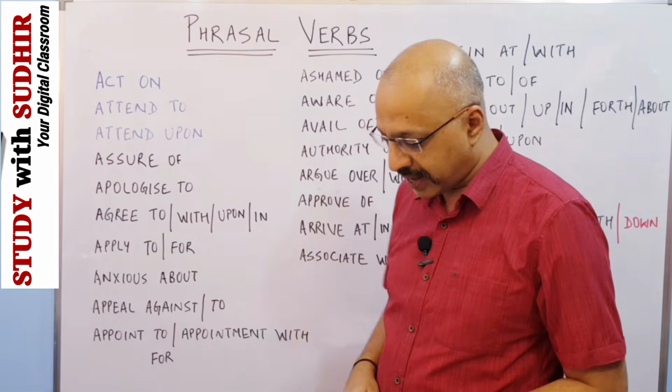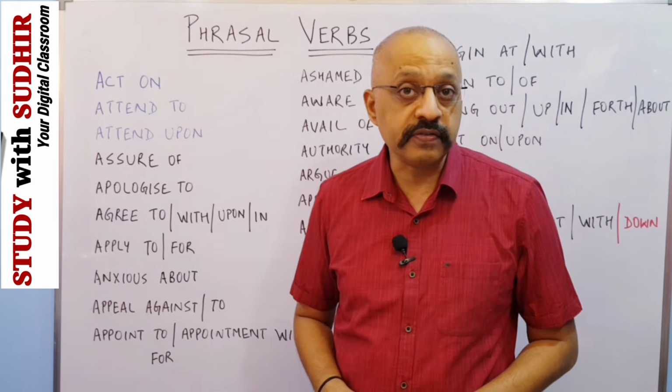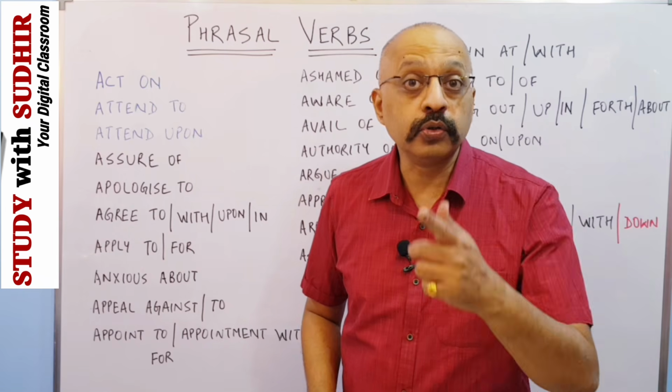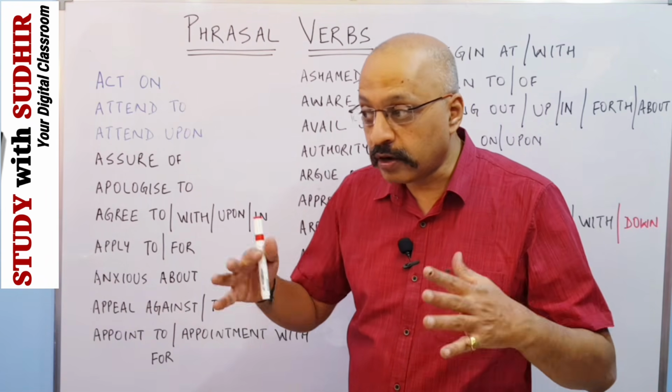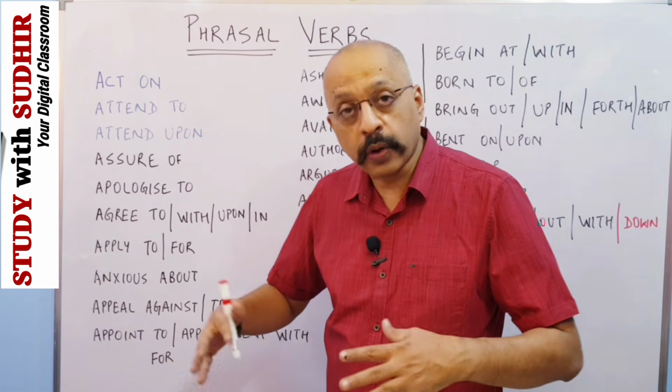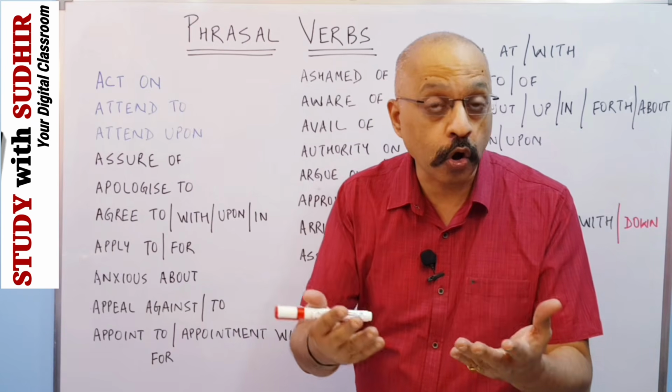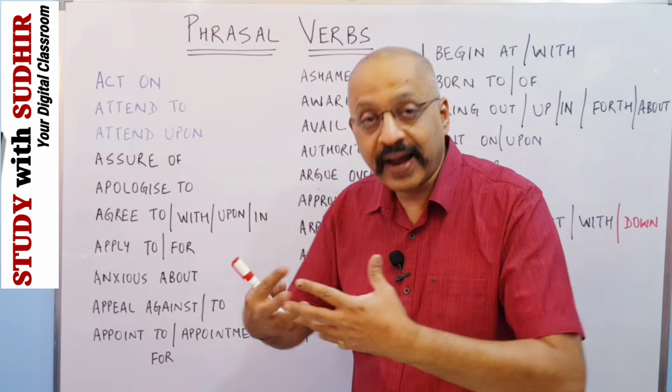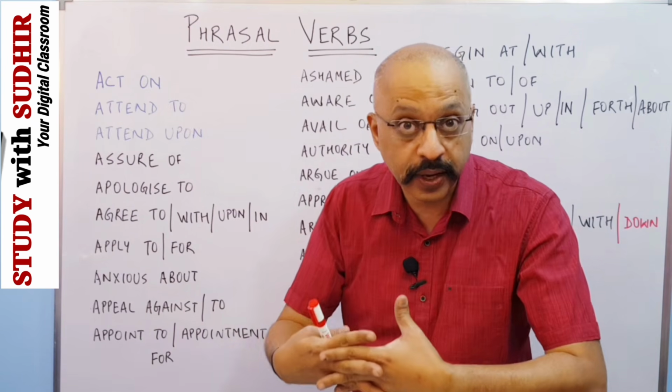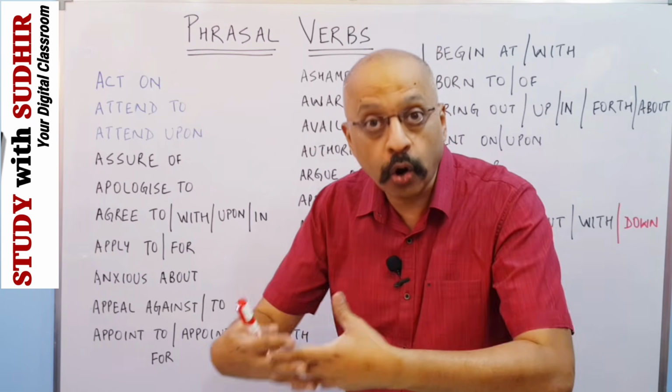The third one is agree upon. The two thieves agreed upon the plan to rob the bank. They kind of agreed upon that, okay, together we will go and rob the bank. So they kind of hatched the plan together. They agreed on the plan.